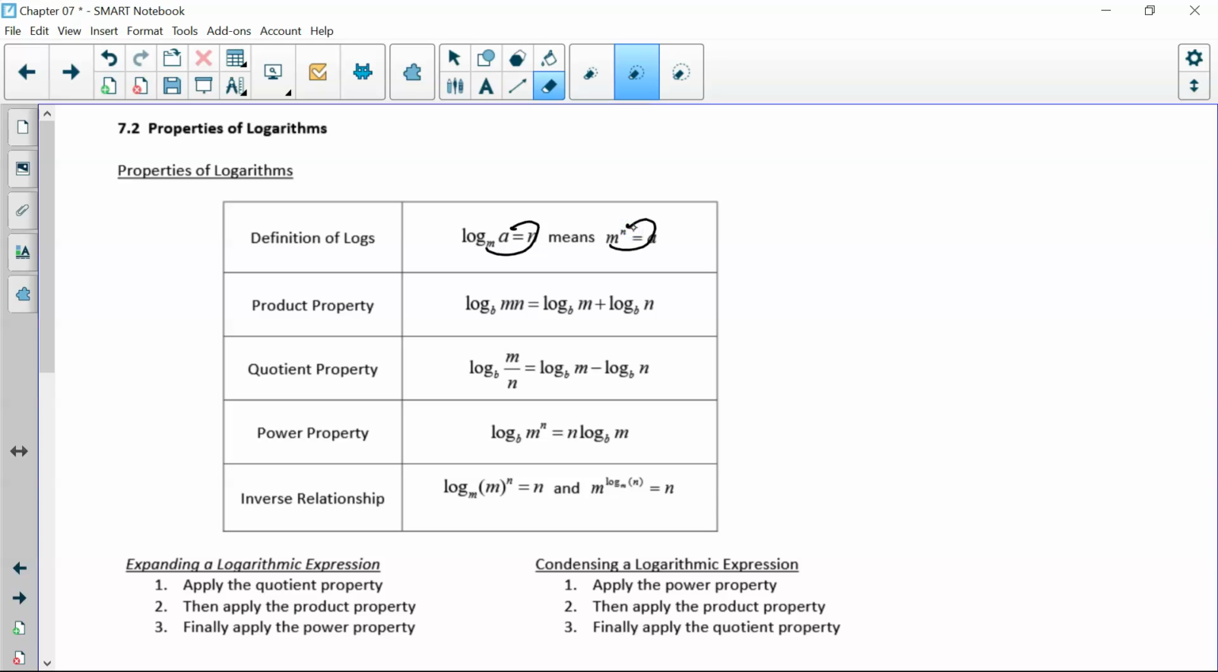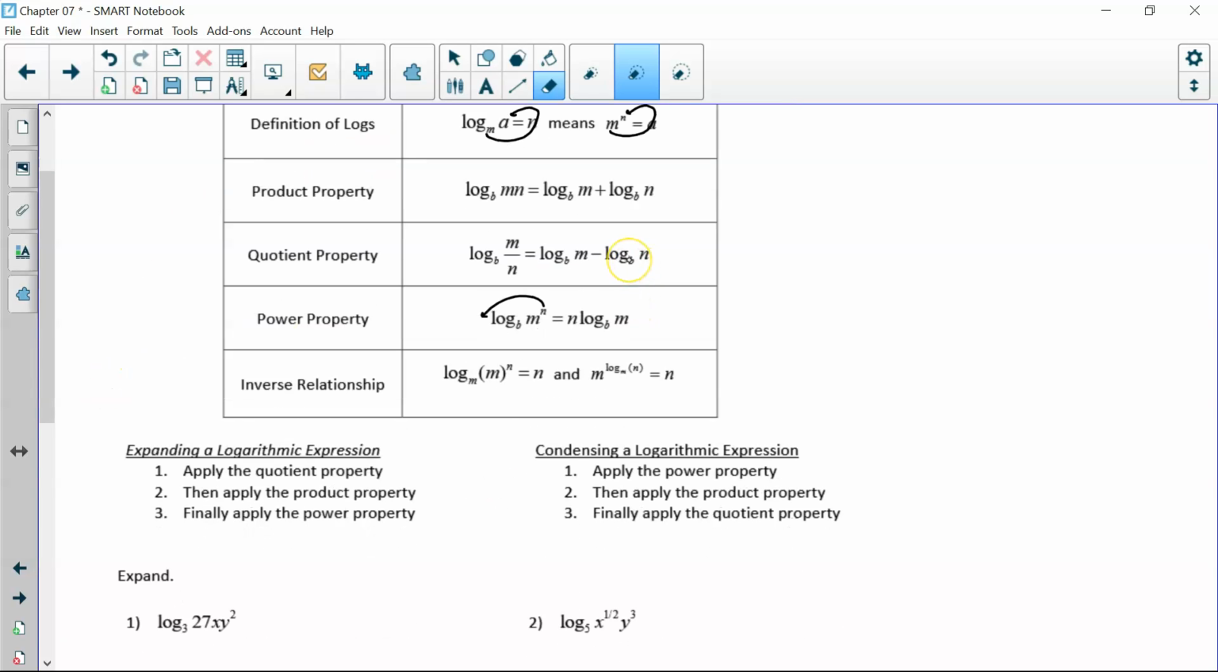The product property, log base b of m times n. When we're multiplying those numbers, m and n, when we split them up, it could be log base b of m plus the log base b of n. The quotient property, log base b of m over n. Product we add, quotient we subtract. So it's log base b of m in the numerator minus the log base b of n in that denominator. In the power property we did mention already, the exponent goes in the front and becomes a coefficient.